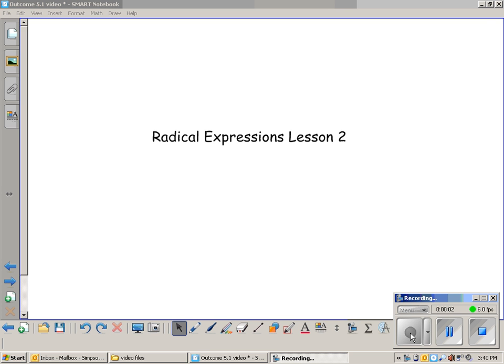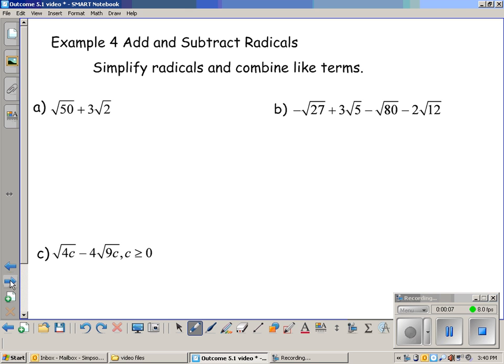Radical Expressions, Lesson 2. Today we will look at adding and subtracting radicals. In order to add and subtract radicals, we must have like terms. That means that the root has to be the same, so we are dealing with square roots in both, but as well, the number underneath our root sign must also be the same.